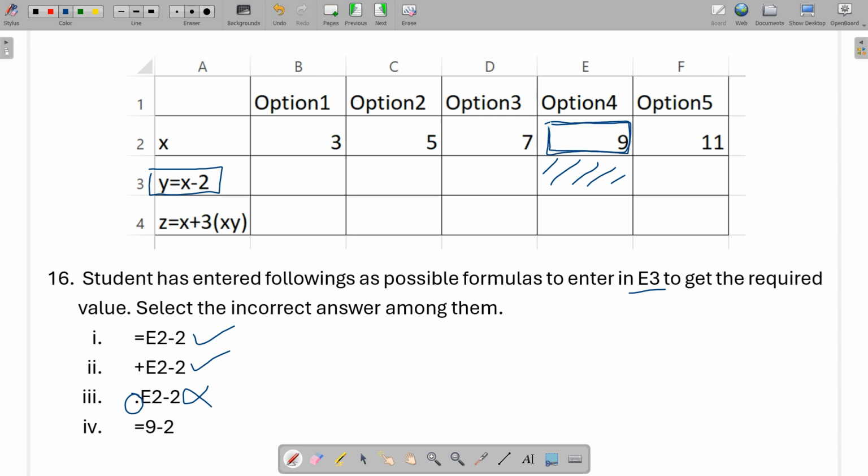9 minus 2 can happen because the corresponding x value is 9. So in case we have to convey the message to a friend, you can go with 9 minus 2. 9 is there concretely in E2, but anyway this is going to give you the answer, so 9 minus 2 is correct. Since they are asking about the incorrect one, the answer for the 16th is going to be the third one.